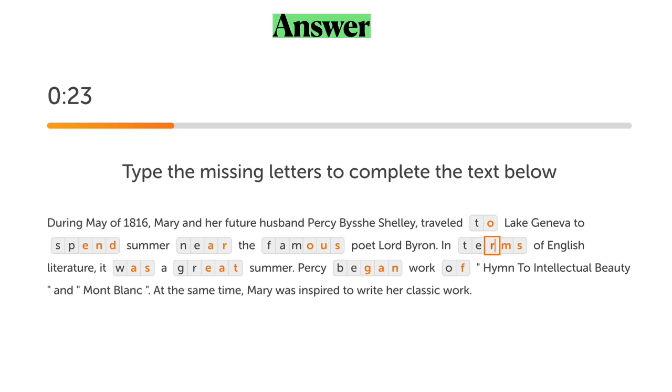So half of the words are done for us, and we can easily guess that the second word is famous. The next sentence is "In dash of English literature, it dash a great summer." So what fits in here is "in terms of English literature." "It was Percy began work on", again the second form of verb, "him to intellectual beauty and Mont Blanc. At the same time, Mary was inspired to write her classic works."